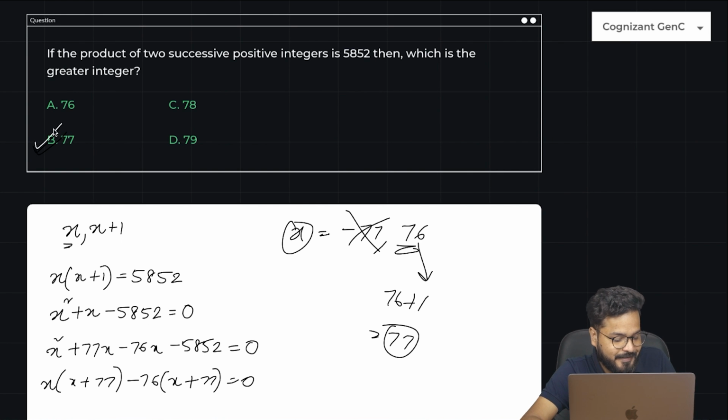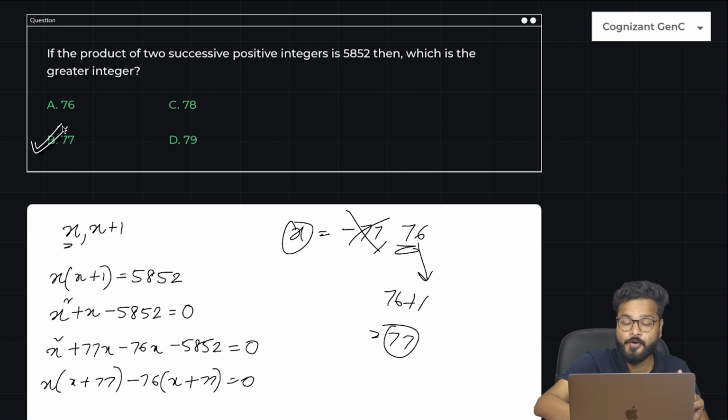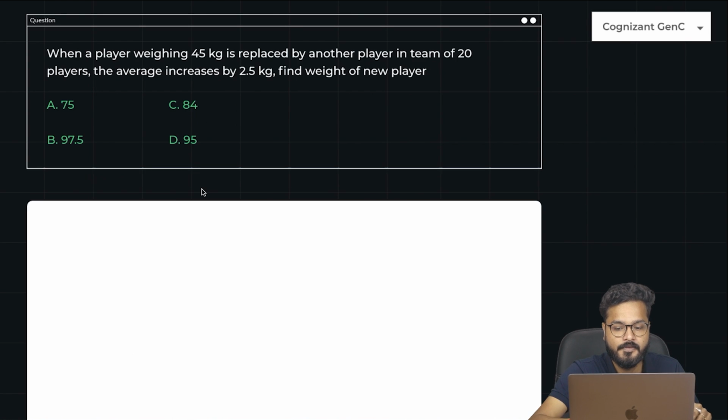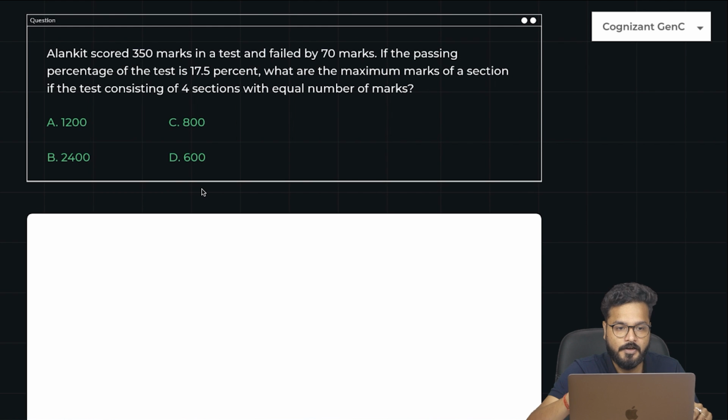The questions seem very simple, but these are the silly mistakes that we generally make and somehow don't clear the test. So make sure you are taking care of all such smaller things. Okay, moving on to the next question.